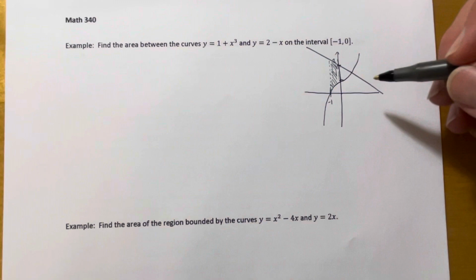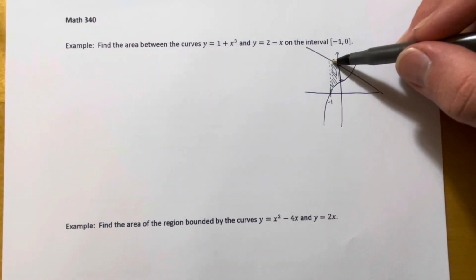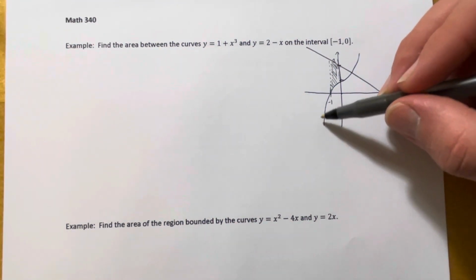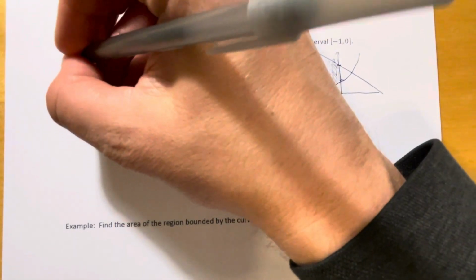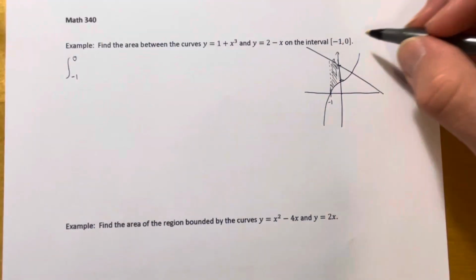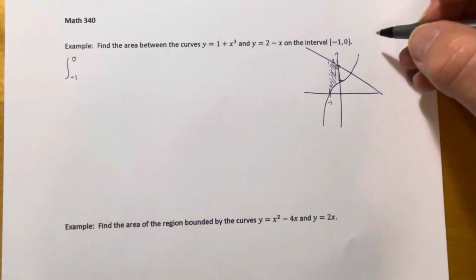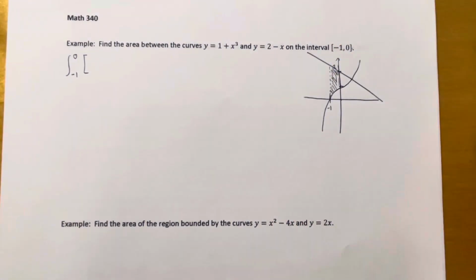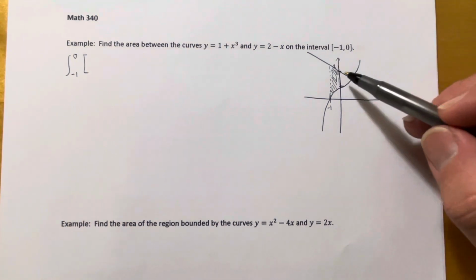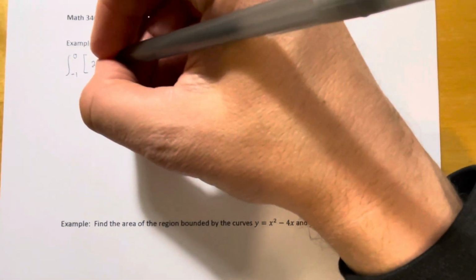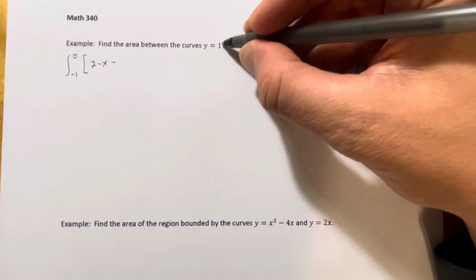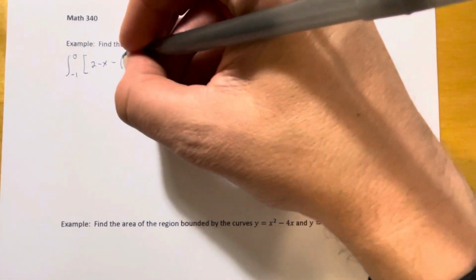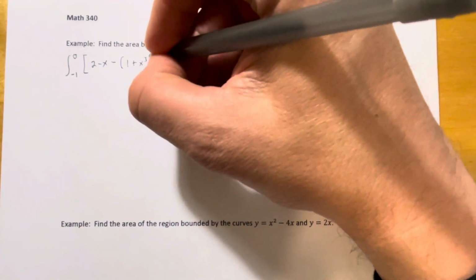Notice that within that region, it's the line that's the larger function or the higher function, and it's the cubic that's the lower function. So that means that when I set up my integral, the integral from -1 to 0, notice I'm using this interval right here for my endpoints, I have to subtract these two functions of x, but in the correct order, so the line minus the cubic. 2 minus x, that was from the equation for the line, minus this function. Make sure you put parentheses around that function, 1 plus x cubed.